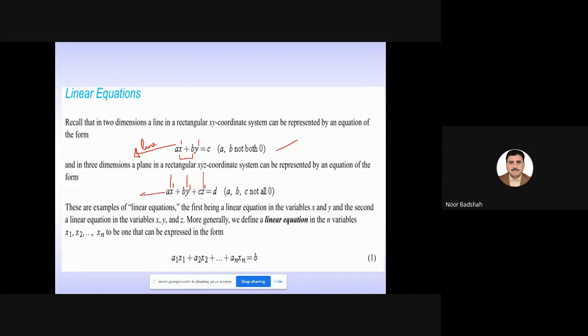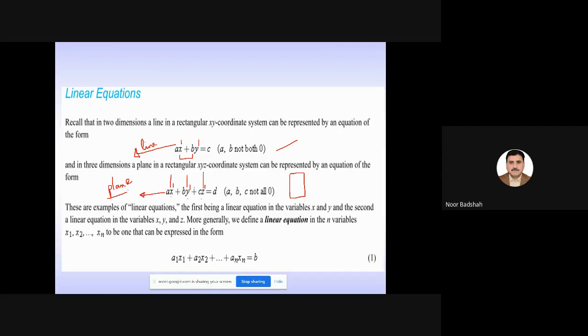It represents planes in space, because when we have three variables, it means we are in space. In that case, a linear equation represents a plane. You see, a plane could be anything. Okay, the computer screen is a plane, and so on.